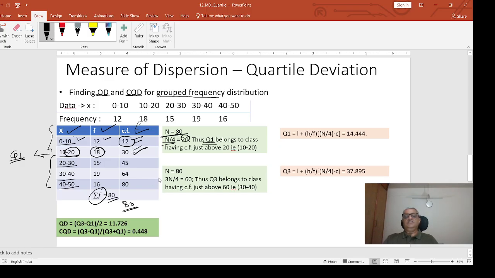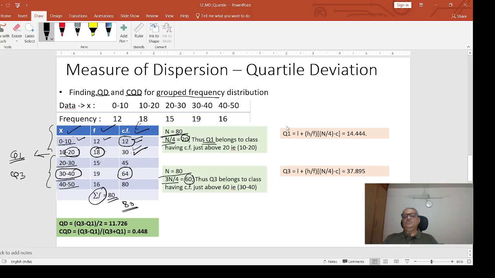Now let's calculate the Q3 class. n is 80, 3n by 4 is 60. Now I have to find out where my 60 will lie, right? 64 is greater than or equal to 60, right? So 60 is between 45 and 64. So this is my Q3 class, correct?